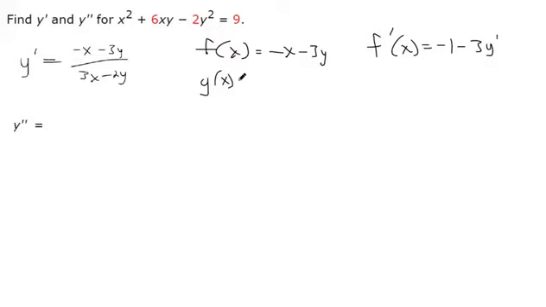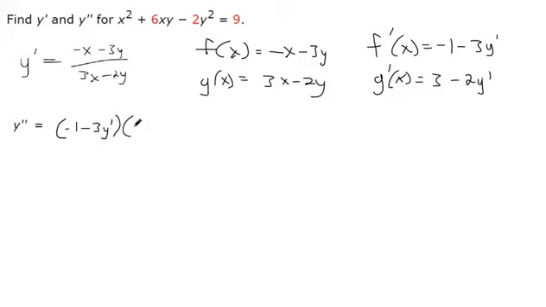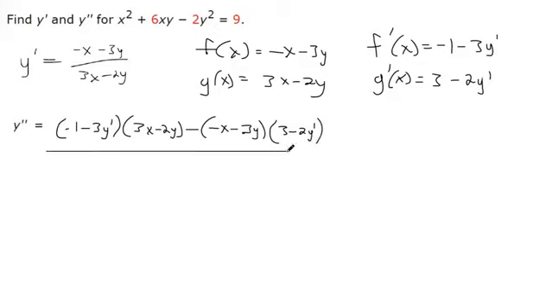Do the same thing for the bottom. g of x is 3x minus 2y. So if we want g prime, differentiate term by term. And so now we can plug everything into the quotient rule. The quotient rule says it's the derivative of f of x times g of x, minus the original f of x times the derivative of g of x. And that's all over the original g of x squared.